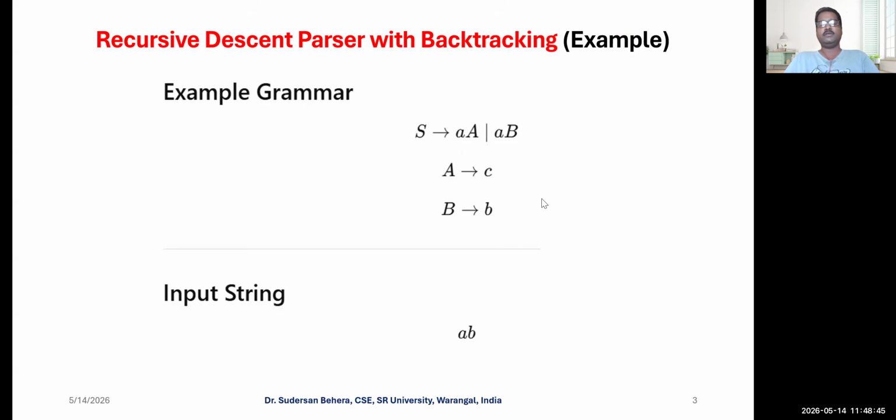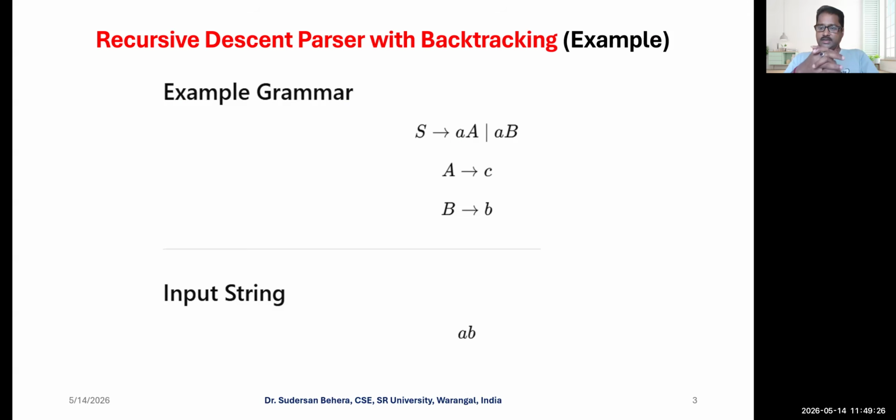You see one grammar is given, as an example. S derives small a followed by capital A. This is one production. Another production: S derives small a followed by capital B, where A and B are non-terminals, and S is the first non-terminal. Then capital A derives small c and capital B derives small b. So how many productions are given? 4 productions.